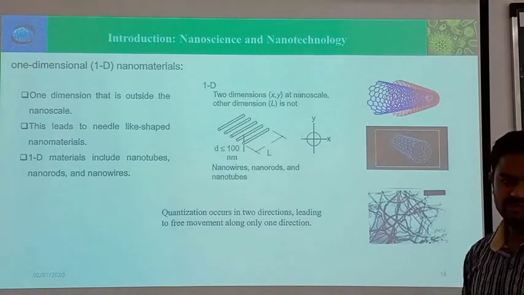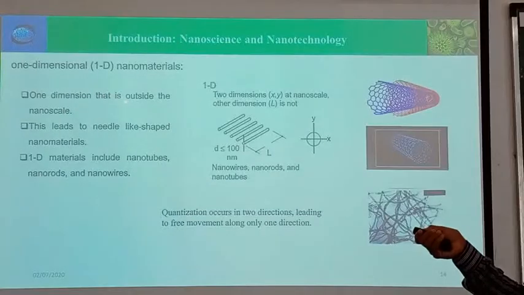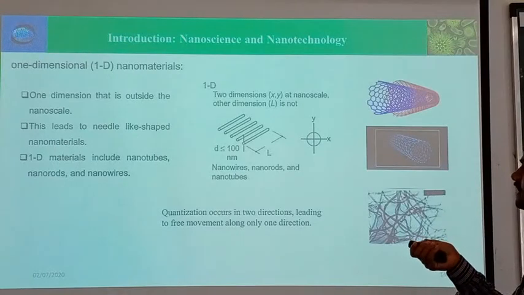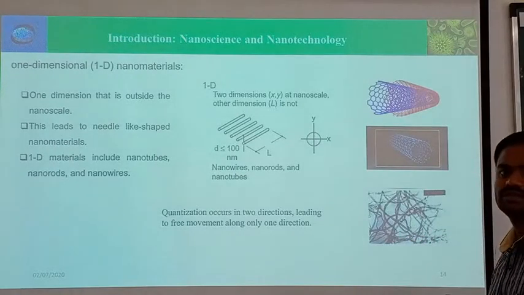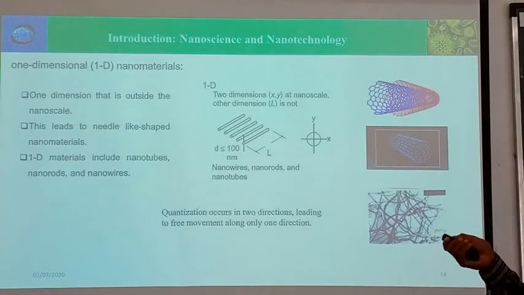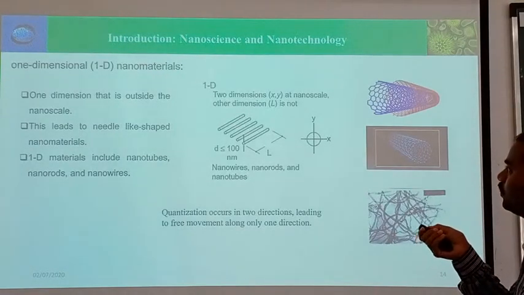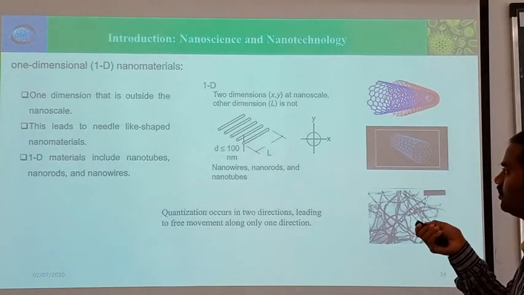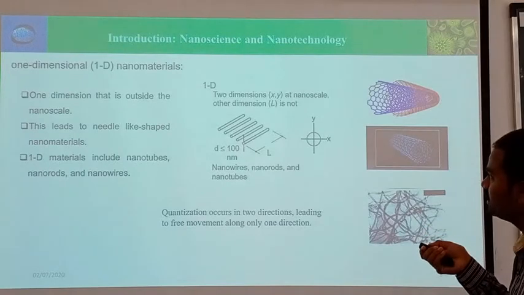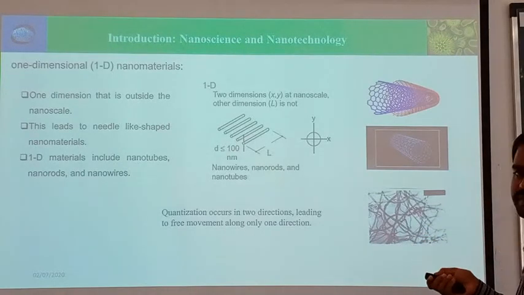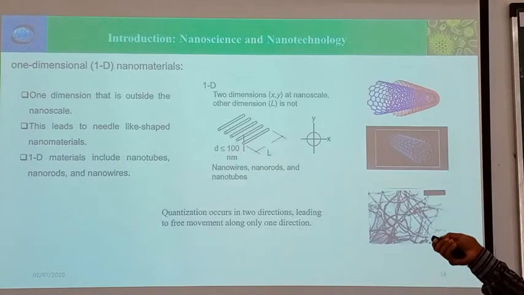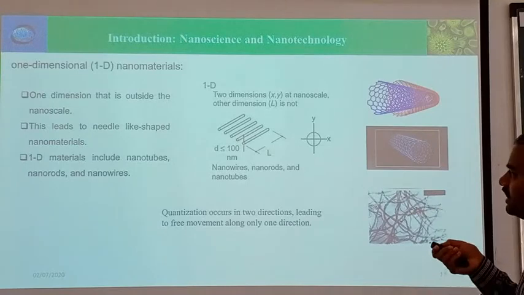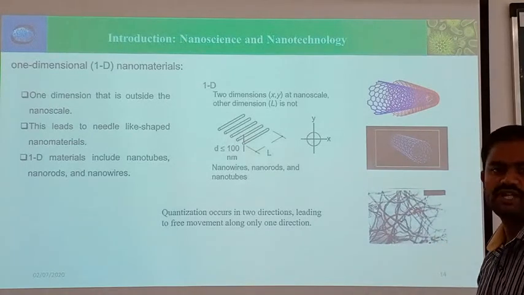Now, what is 1 dimensional? 1 dimension is outside the nanoscale. This leads to needle-shaped or needle-like nanomaterials. So in the case of 1 dimensional materials, there are restrictions from the other 2 dimensions, and only 1 dimension is allowed. That's why the diameter is in the nanometric range, and the length is in terms of microns or higher, L. So only 1 dimension is allowed and the other 2 dimensions are already restricted. That's why this material is known as 1 dimensional material.